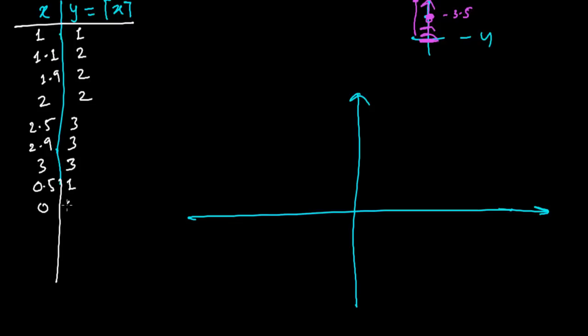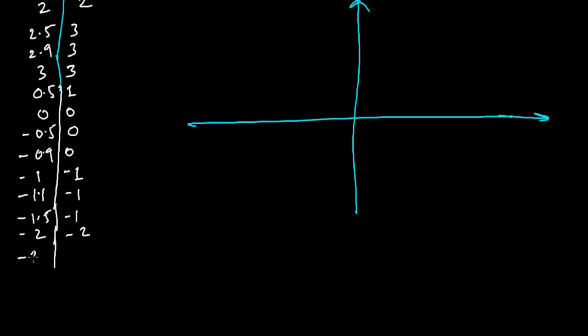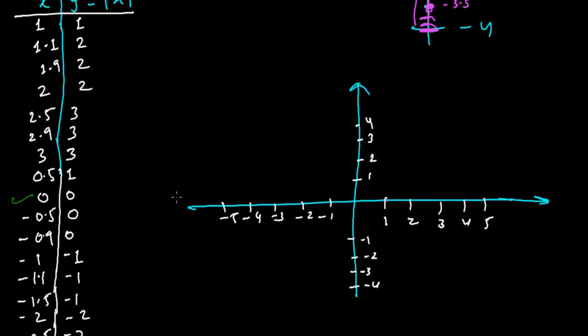Let's say 0, then 0. Let's say minus 0.5, the ceiling will be 0. Minus 0.9, the ceiling will be 0. Minus 1, it will be minus 1. Minus 1.1, it will be minus 1. Minus 1.5, it will be minus 1. Minus 2, it will be minus 2, and all those numbers will get a ceiling of minus 1 or minus 2 accordingly. Minus 2.5, you'll get minus 2, and so on. So let's graph it. At 0 we have 0, right?